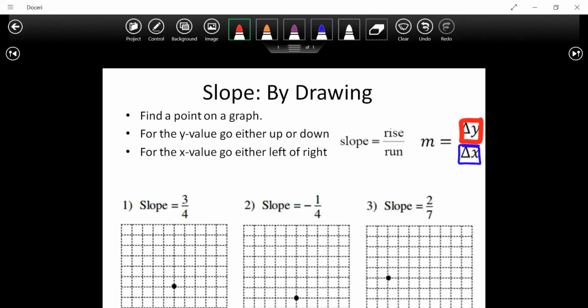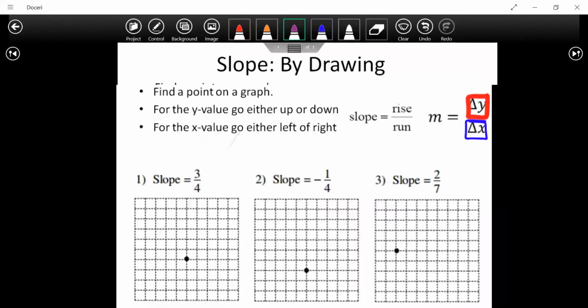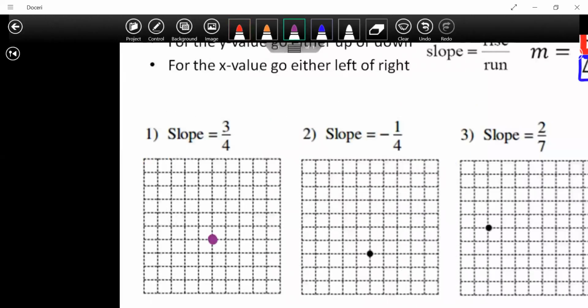Are we good? At least start the problems. Okay. Now, I'm going to do the first one here as you guys are finishing that up. With the first one, we want to be able to identify a point. It's a beautiful black point right there. From that, I want to be able to do my rise over run.